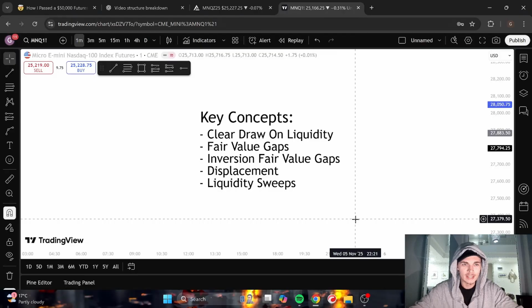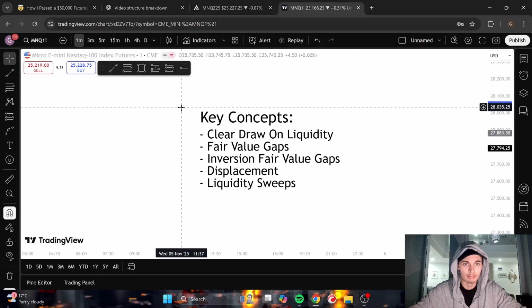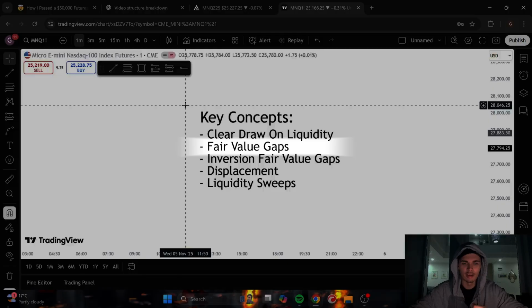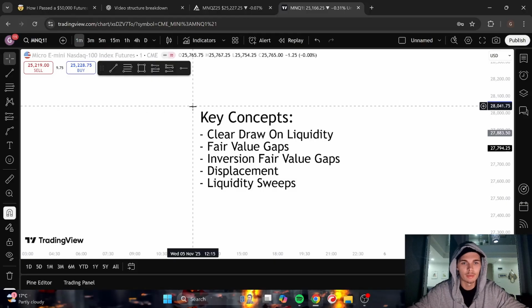Okay, so before we get into the trades that I took, I want to just quickly go over the model that I used to actually take all these trades and then pass the evaluation. So as you can see on the screen, we've got the key concepts. A clear draw on liquidity, fair value gaps, inversion fair value gaps, alongside displacement and liquidity sweeps. These are basically the 5 things that I used to build the model that actually has the stats to be able to pass accounts in the way that I just did.